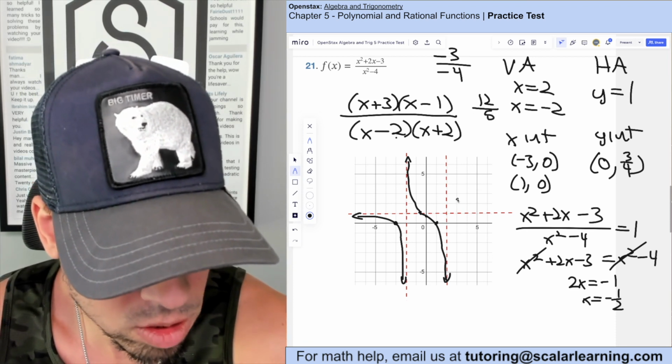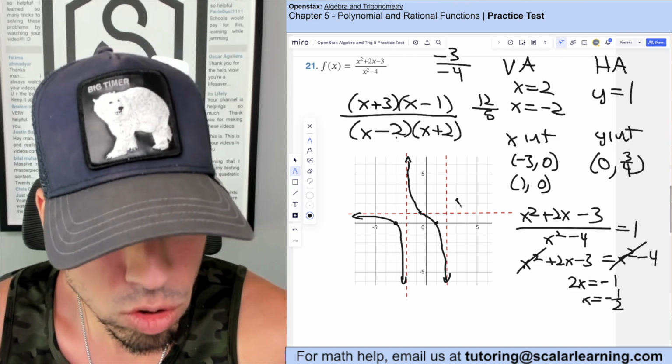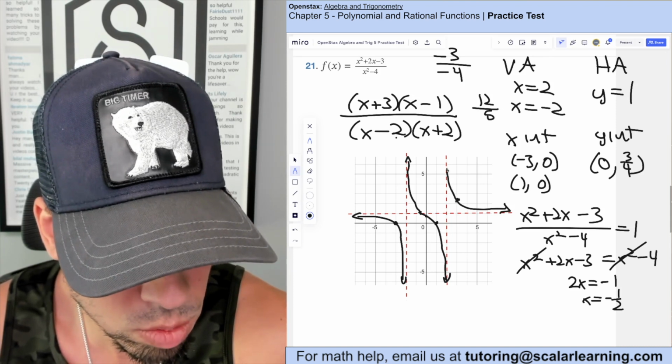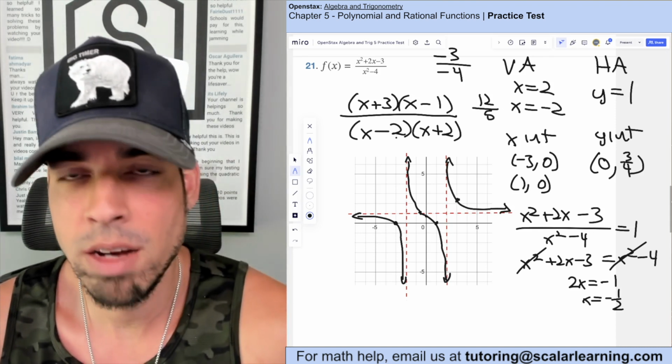We're somewhere in this zone. So that's up here. And again, there's no other crossing of the horizontal. So we're going to hug that horizontal like that. We're going to hug the vertical as we go up here. And there's your graph. Boom, done.